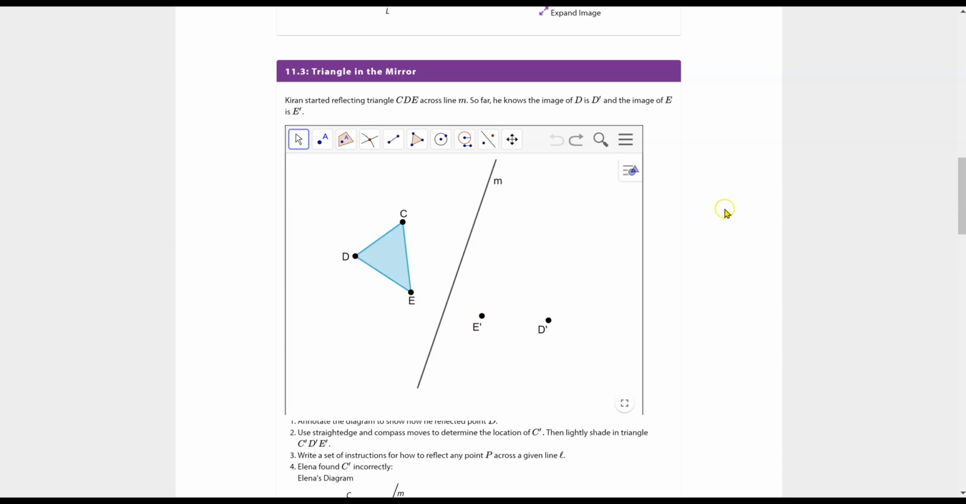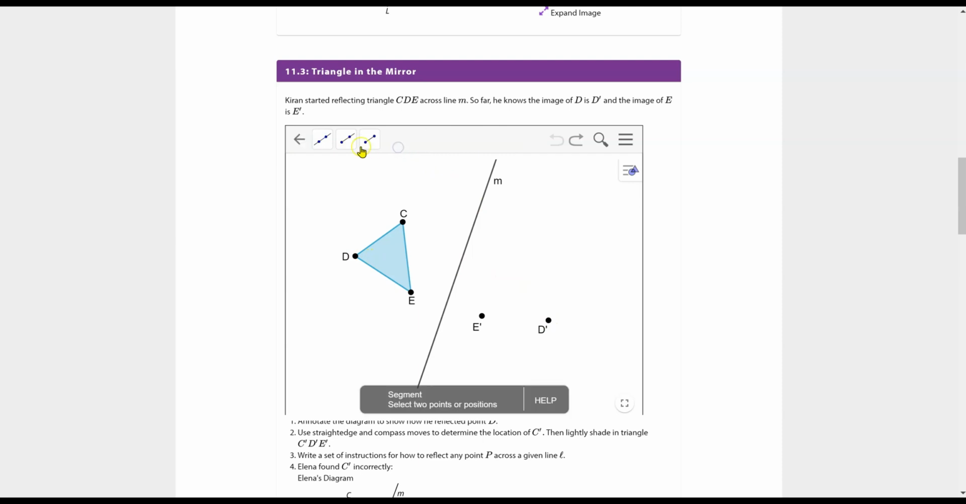So just to make sure you understand what I'm talking about, anytime you perform a transformation and create a new figure by moving it, reflecting it, rotating it, the new point on the new figure is D prime or E prime or C prime. So in this example, the first question says, annotate the diagram to show how he reflected point D. Now that just means, how does point D get to point D prime?